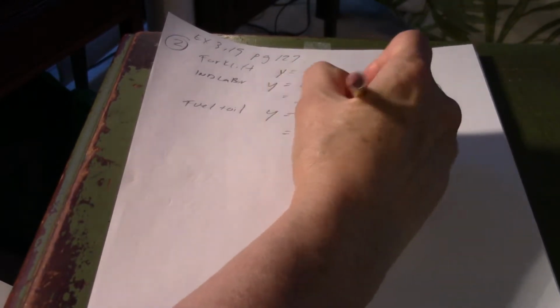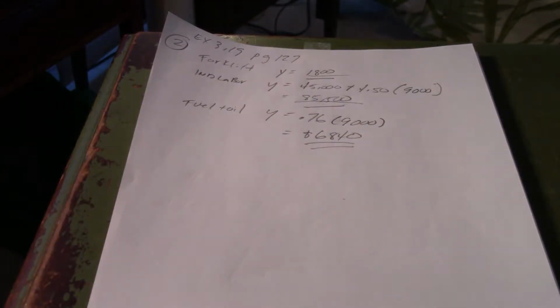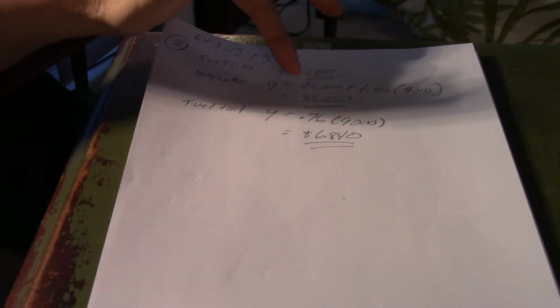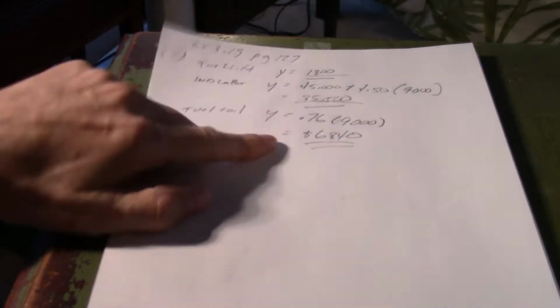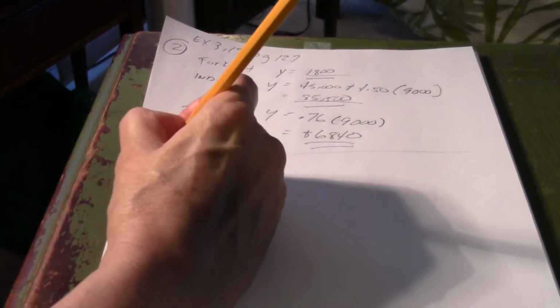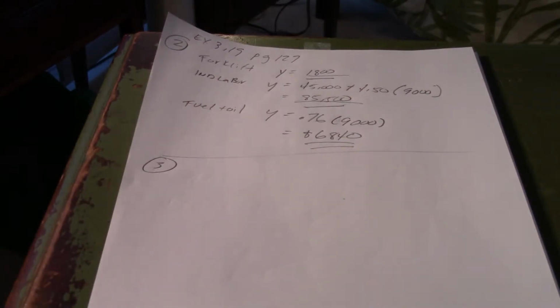All right. So for each of these costs, now we know if we did 9,000 moves, the forklift would cost us 1,800, indirect labor would cost us 85.5, and fuel oil would cost us 68.40. Okay, great. So let's look at part 3. Part 3 asks us, construct a cost formula that can be used to predict the costs of the 3 resources combined. Using this formula, predict the total materials handling cost if activity output is 9,000.